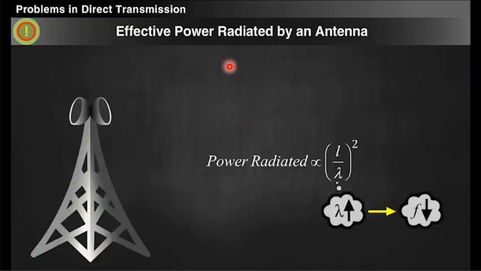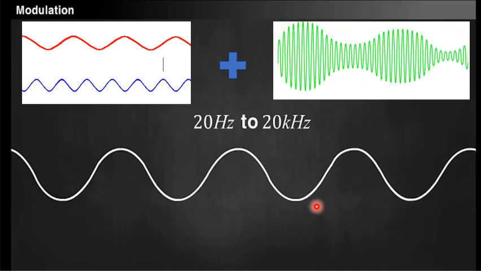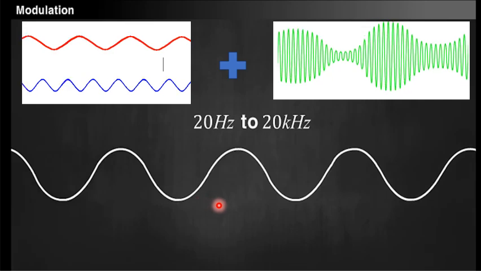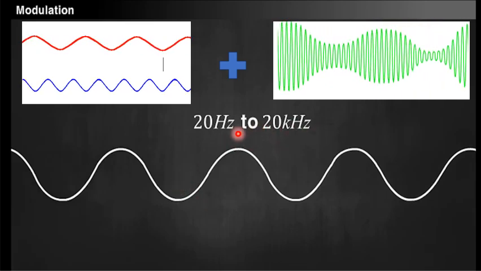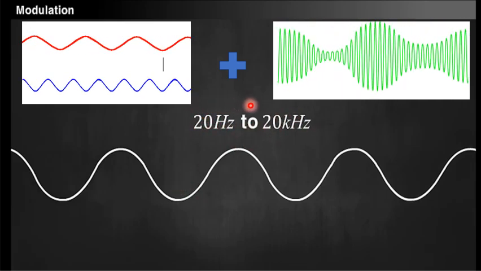Another problem is the effective power radiated by the antenna. Theoretically, the power radiated from a linear antenna of length L is proportional to (L/lambda) the whole squared. This shows that when we transmit a message signal of a longer wavelength, that is of low frequency, the power radiated will be very small. The reason for all these problems is the low frequency, that is from 20 Hz to 20 kilohertz.